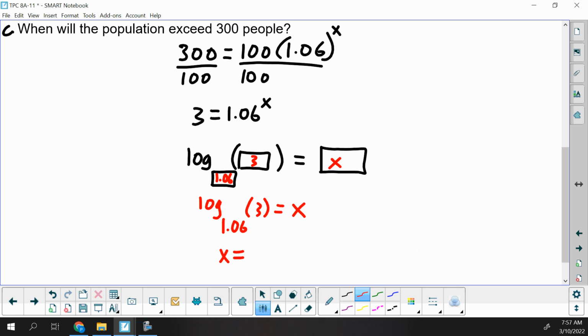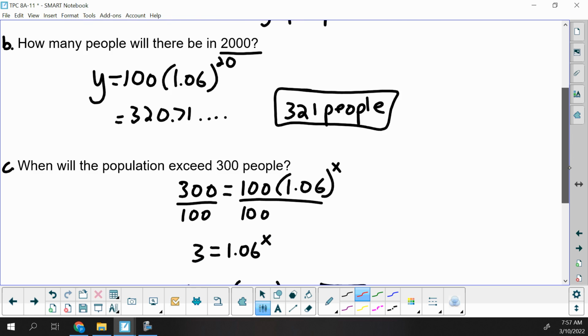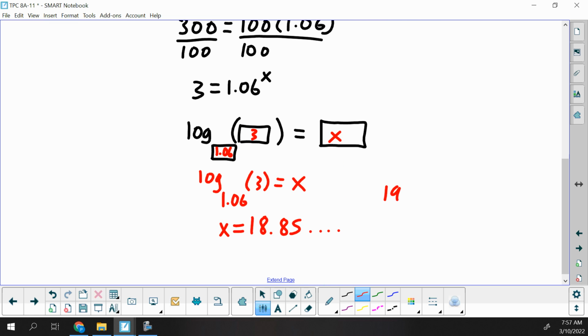So we should have ended up getting that x is 18.85 and change. Well, keep in mind that x was years since 1980. So if we're starting in 1980, and it's been 18.85 years, that's going to put us in 1998.85. Well, a calendar year goes the whole year. It doesn't switch to the next calendar year until you get to the next whole. So 1998.85 is probably in like November of 1998.